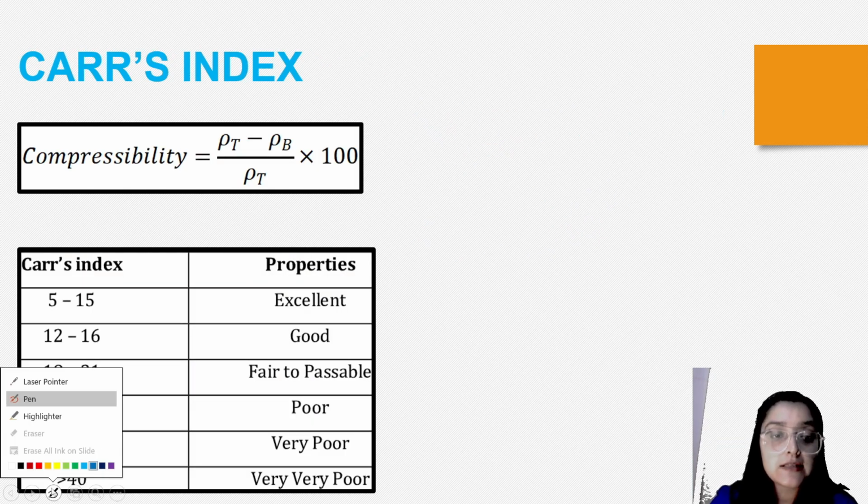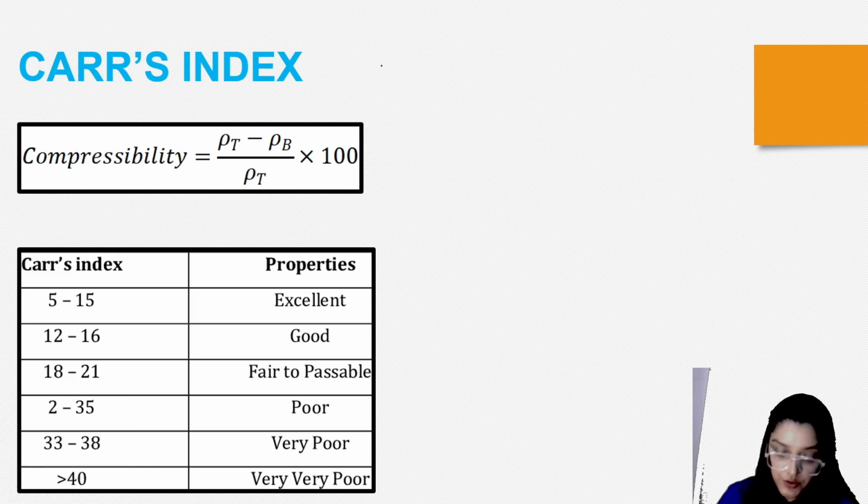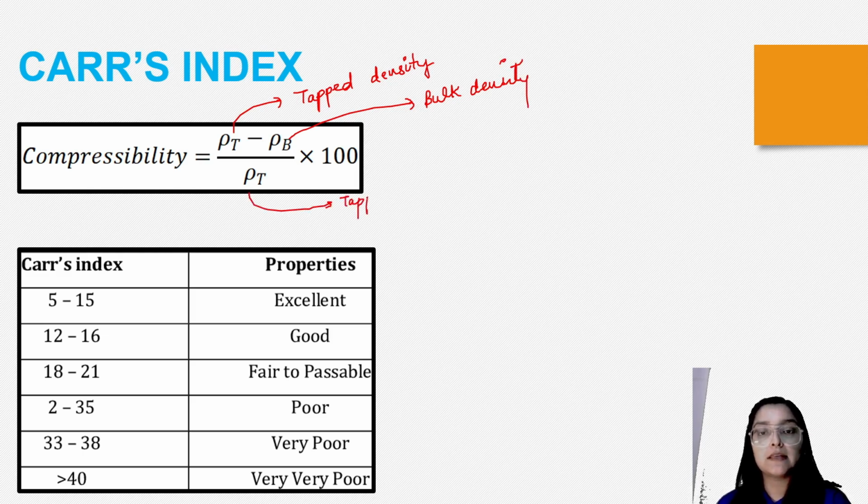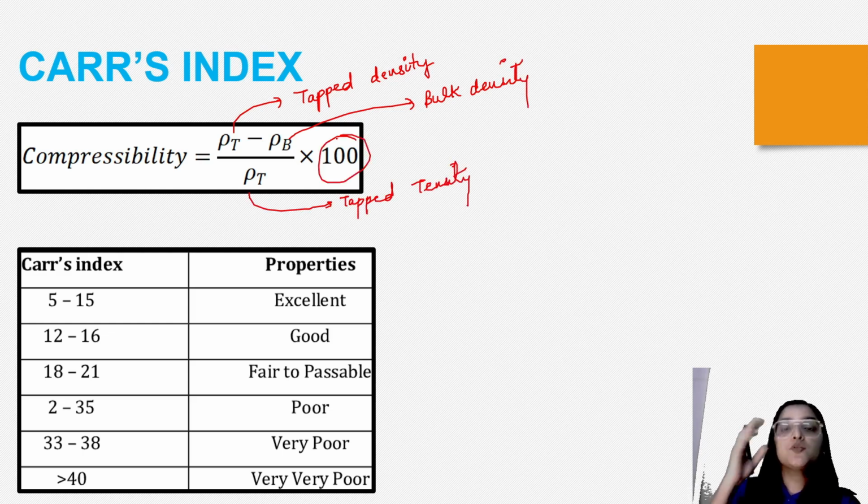Second comes your Carr's index, also known as the compressibility index. The formula for this compressibility index is the tap density, very important from your exam point of view, minus bulk density upon tap density into 100, right? Before going into this, we should know what the bulk density and the tap density are, or in general what density is.